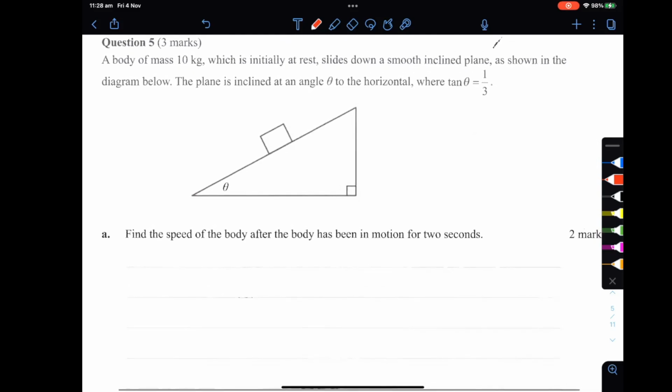Question 5. A body slides on a smooth plane. It's inclined where tan theta is equal to pi and 3. Find the speed of the body after 2 seconds. So maybe let's label in some forces. So this here is 10g.